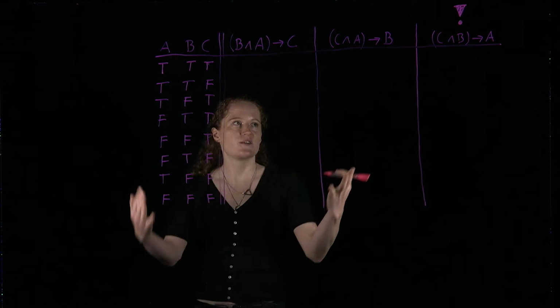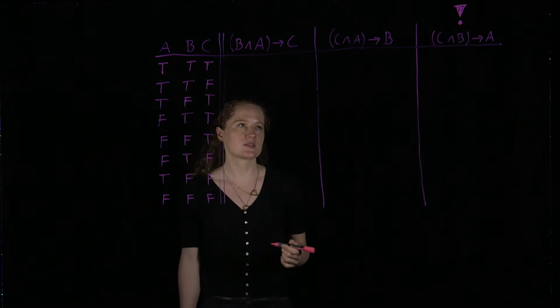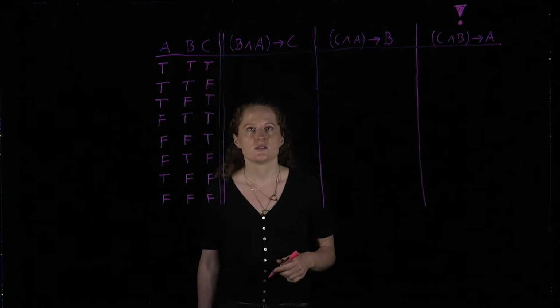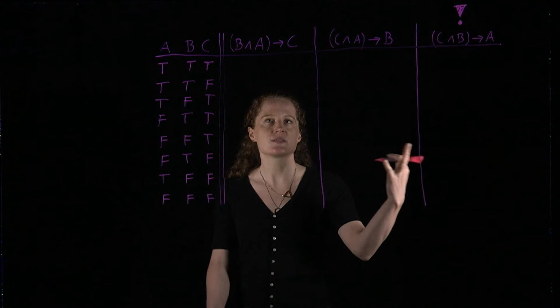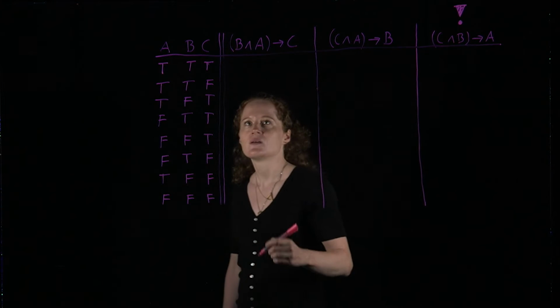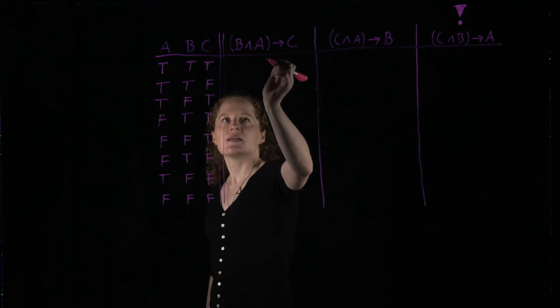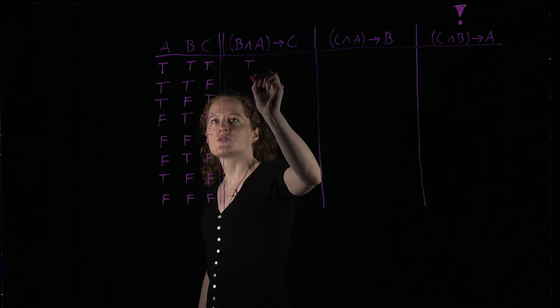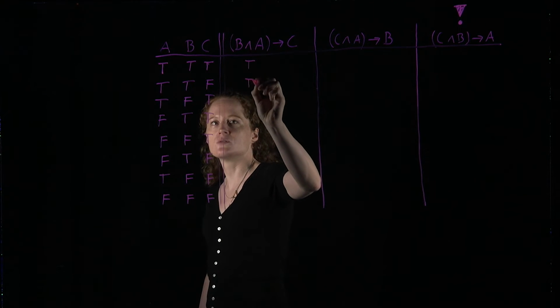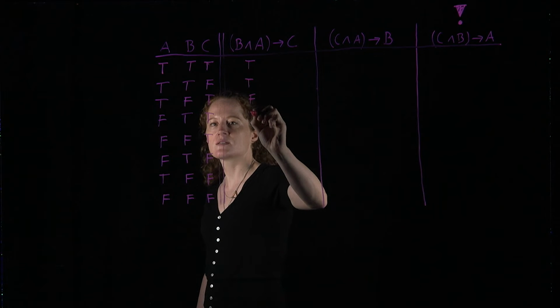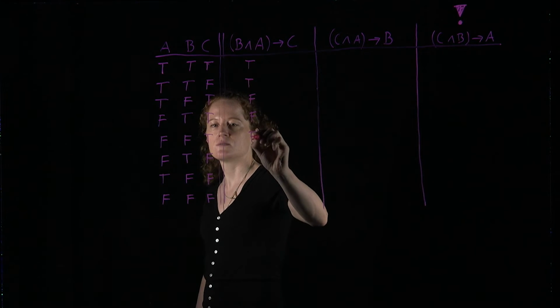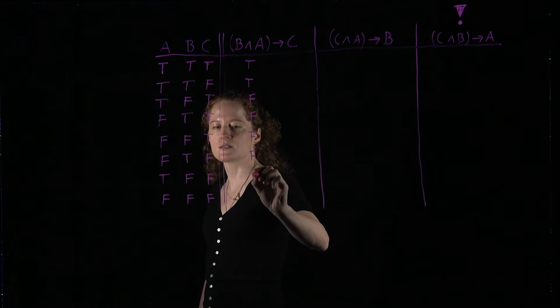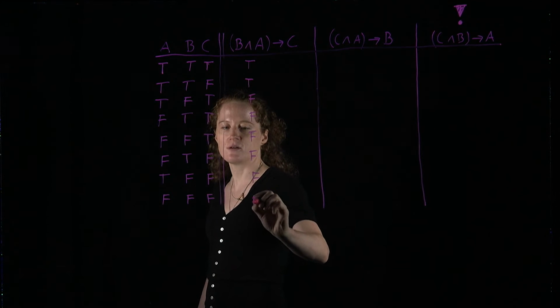Okay, let's just fill in this truth table in the assessment column to see whether these two premises entail the conclusion. Let's first look at the antecedent of our first conditional, B and A. That's true in the first row, true, false, false, false, false, false, and false.